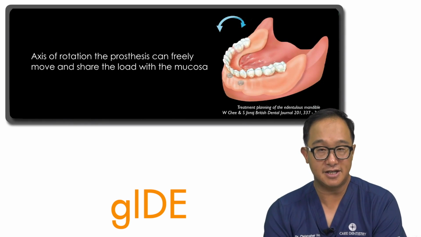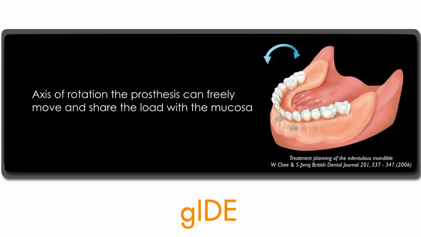So you can see here this axis of rotation. As the patient functions, just like a distal extension saddle, you'll see there's a bit of rotation around those attachments. So placing the implants in the lateral incisor position is probably a better option for your patient.